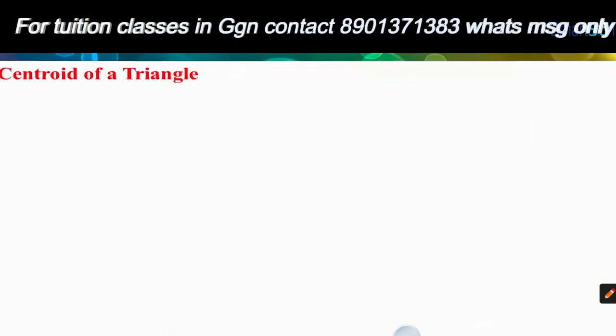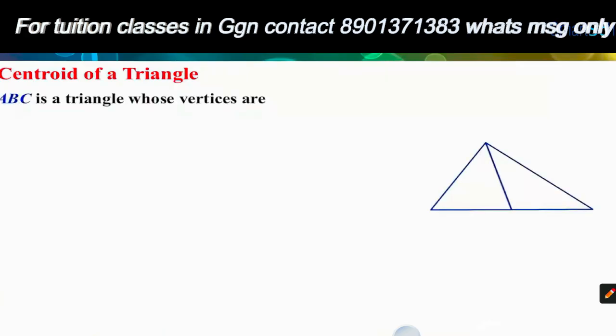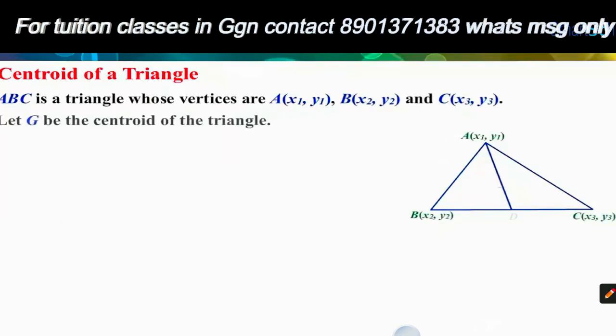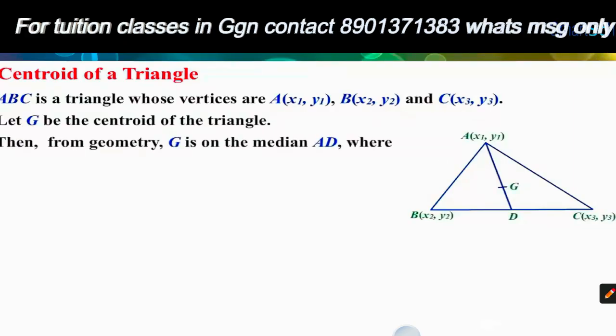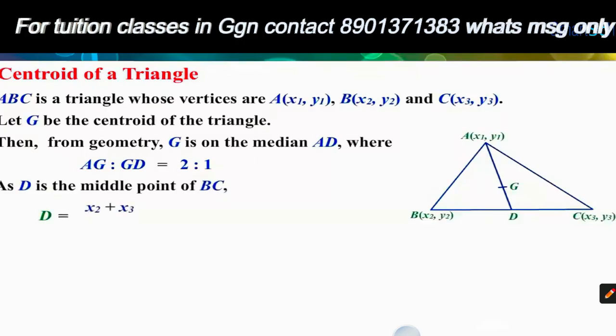Centroid of a triangle. ABC is a triangle whose vertices are A (x1, y1), B (x2, y2), and C (x3, y3). Let G be the centroid of the triangle. Then from geometry, G lies on the median AD, where AG to GD is 2:1. As D is the midpoint of BC, D is equal to ((x2 plus x3) divided by 2, (y2 plus y3) divided by 2).